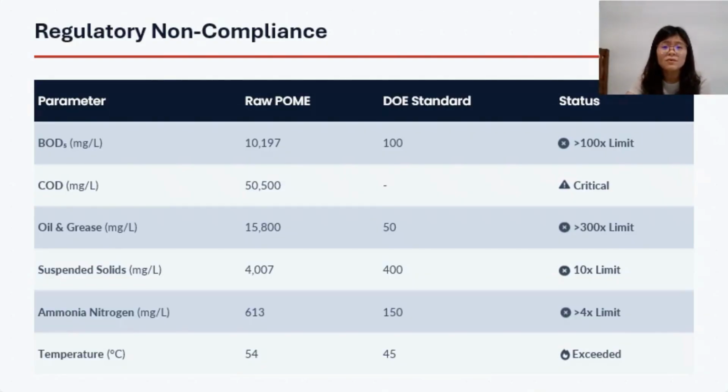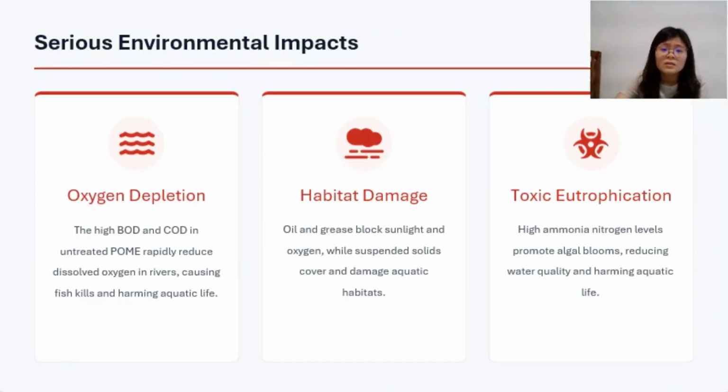So to protect our rivers and aquatic life, the wastewater must be treated until it meets the required standards. Now let's look at the environmental impacts of untreated POME. So first is oxygen depletion.